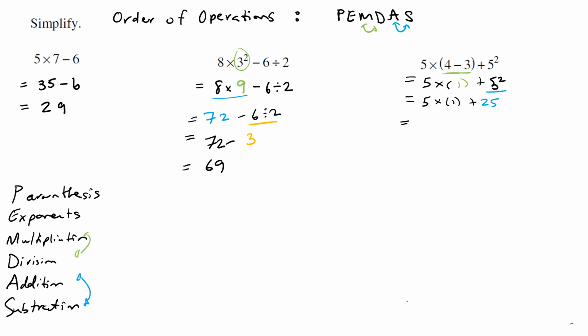We're going to play the game again. We've got multiplication and division here because we've already done our parentheses and our exponents. So multiplication and division, 5 times 1, so I've got 5. And then I'm just going to bring down my 25. And last but not least, we've got the addition left. So 5 plus 25 is going to give us 30.